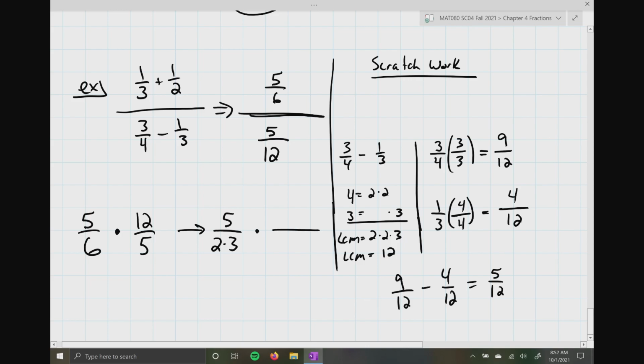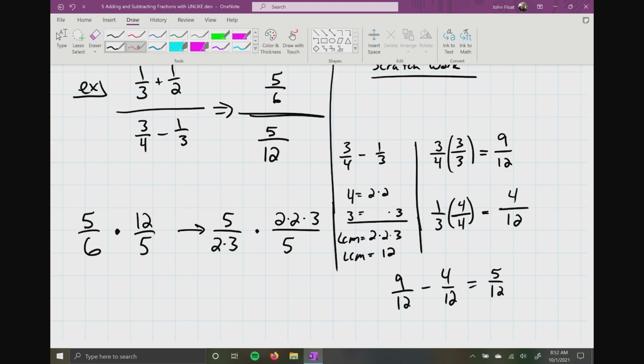For the second fraction, that 12, I can break that down: 2 times 2 times 3. And that 5 is prime. Now, maybe from here you can see it. What numbers can I simplify? 2, 3, and 5. All right, so let's take this one step at a time.